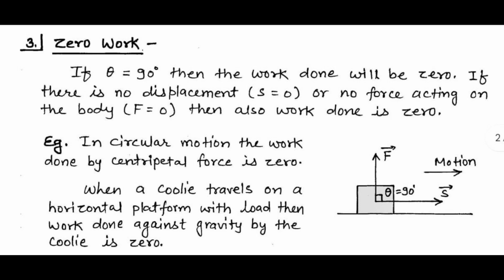For the zero work done, an example is circular motion: the work done by centripetal force is 0. Or another example, when a coolie travels on a horizontal platform with the load on his head, the work done against gravity by the coolie is 0. So it means that when the angle between the force and the displacement is 90 degrees, then the work is said to be 0. If there is no displacement or no force acting on the body, then work is also said to be 0.